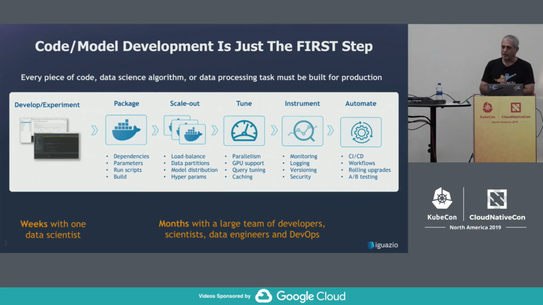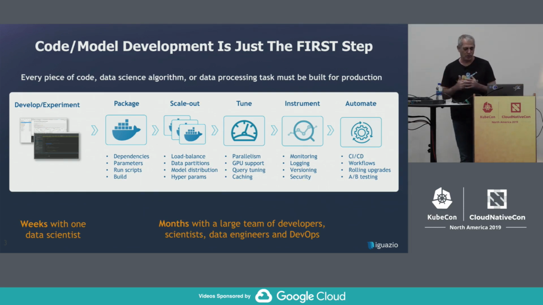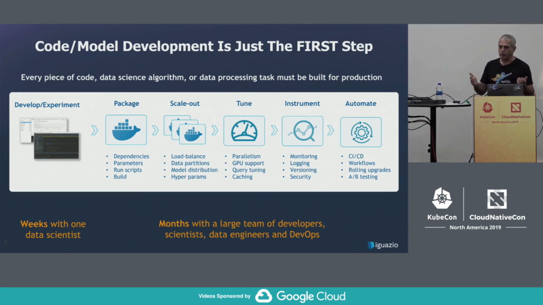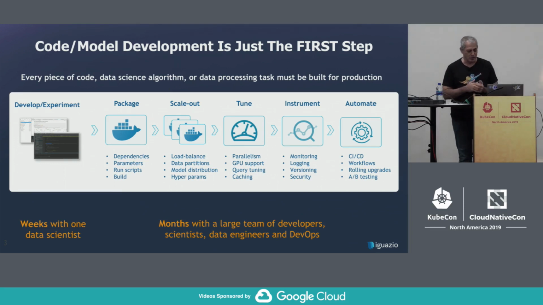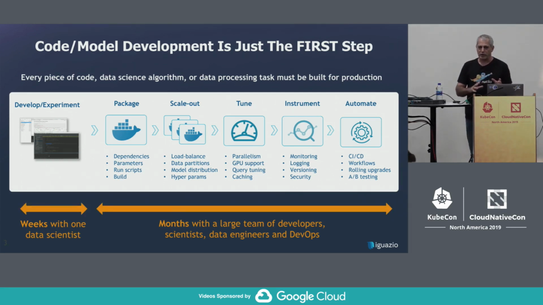And then eventually, once we got everything working, we wanted to make it repetitive. So we need to add automation: CI/CD, workflows, pipelines, rolling upgrades, because things are running in production, A/B testing. So you see there's so much work to do, where usually the first part is a few weeks. The second part is many months of many, many people.